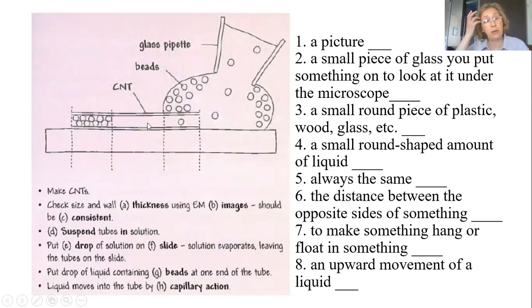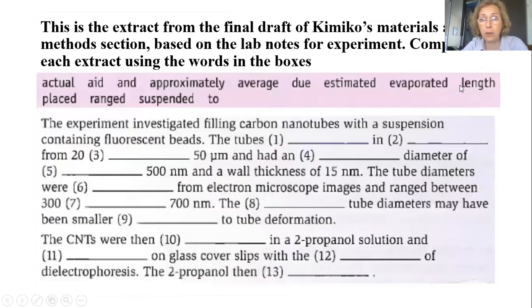That is why these pieces of substance are put inside this tube. Okay. Well, actually, we are going now to look at the extract here from the final draft of chemicals, materials, and method section, based on the lab notes, her lab notes for the experiment. And we should complete the extract using the words in the boxes.